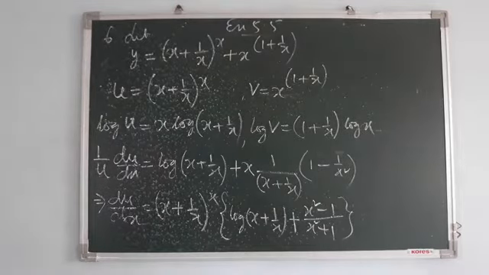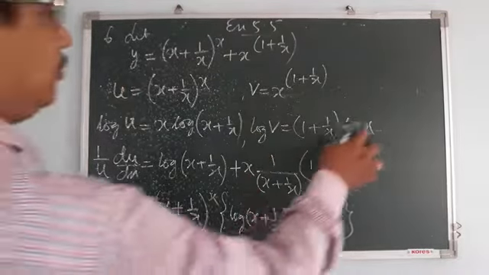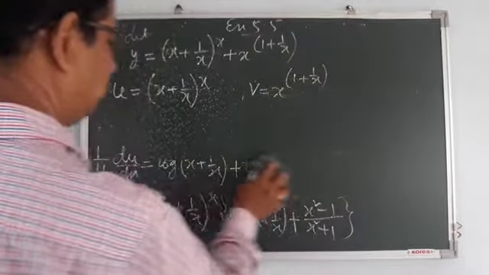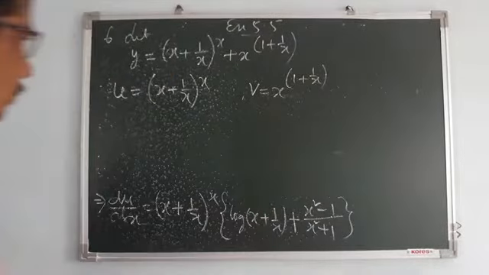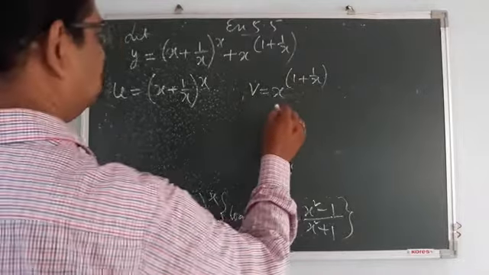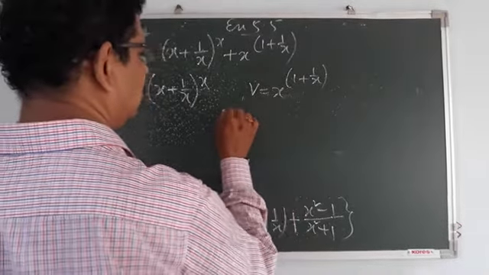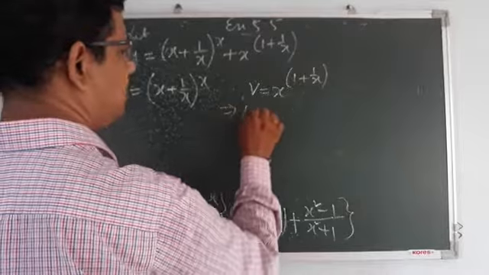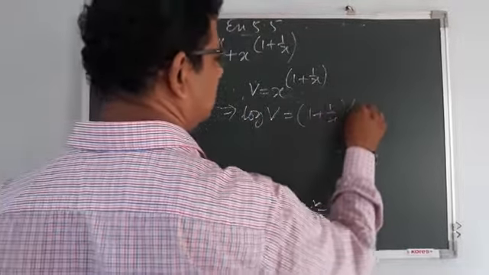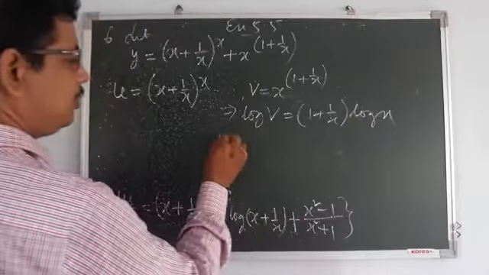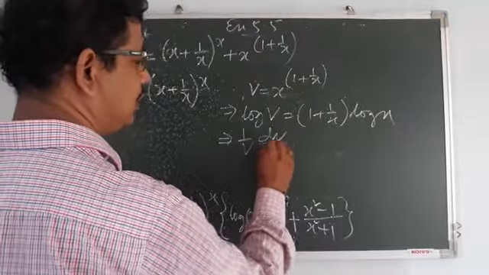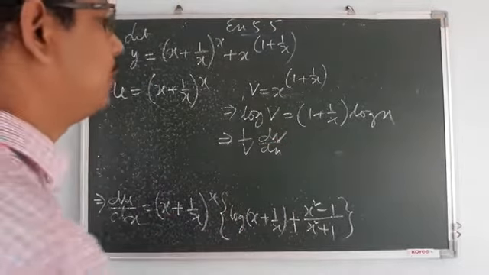Now if we think of this v, I want to erase this one a little. Then this one will give, already we have used log v. Log v is 1 by 1 plus x into log x. If we differentiate, it will be 1 by v dv dx. Our experience gives this one.